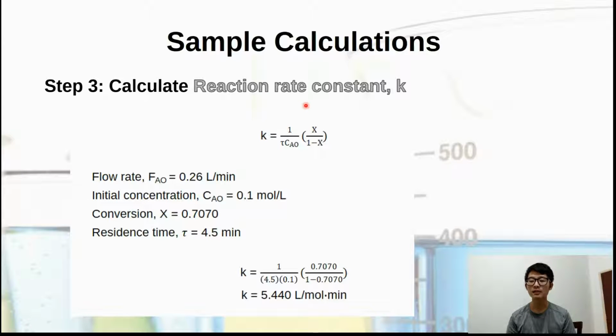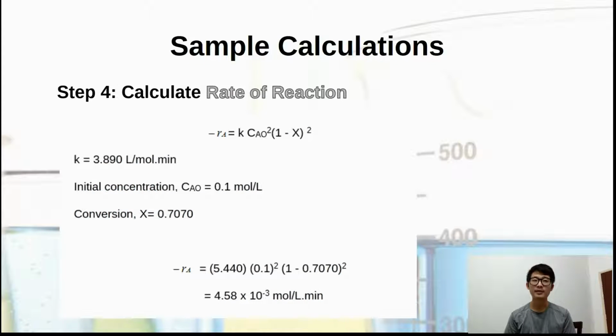Reaction rate constant in chemical kinetics quantifies the rate of a chemical reaction, and it depends on temperature. Its formula is 1 over tau Ca0 times x over 1 minus x. By plugging in Ca0, x, and tau, we get the final value of K as 5.440 liter per mole per minute. And we come to the final step, step 4, which is calculation of rate of reaction.